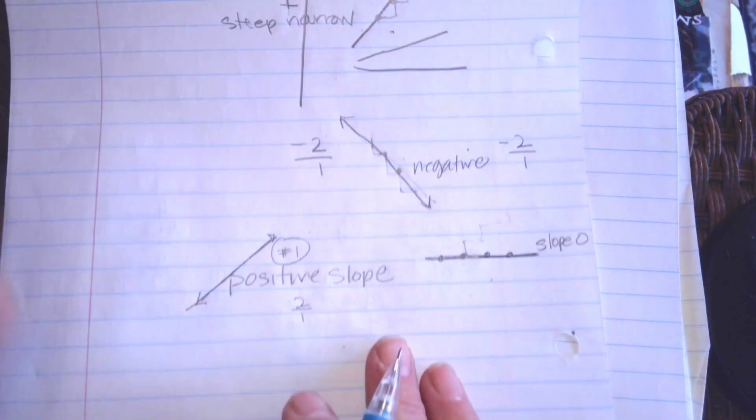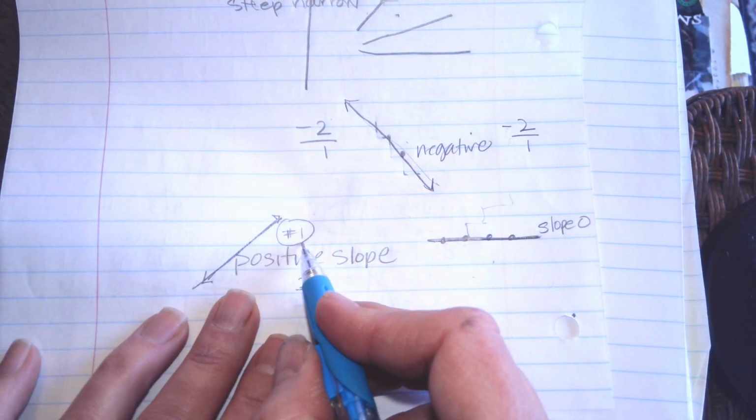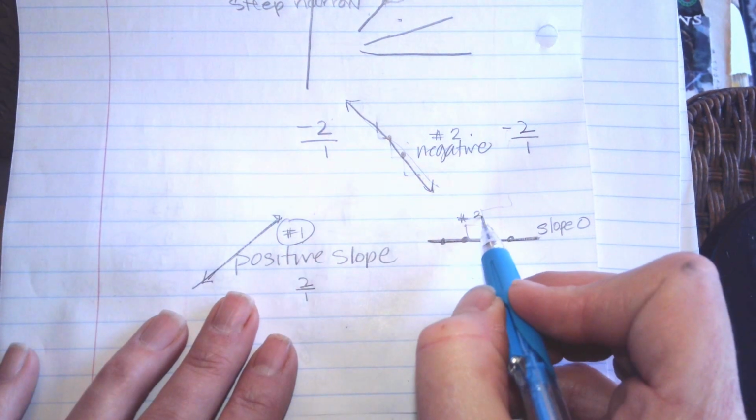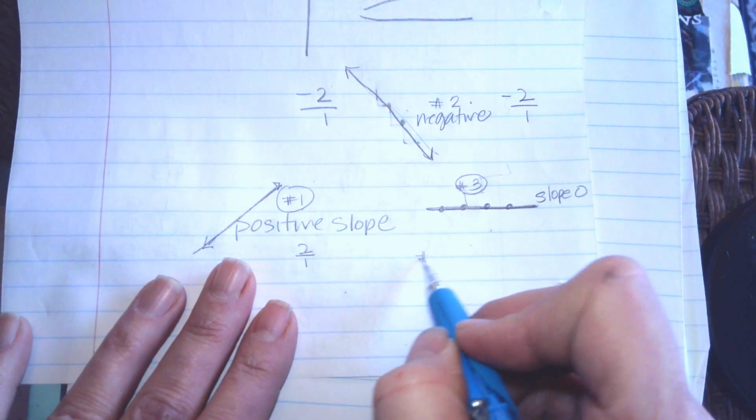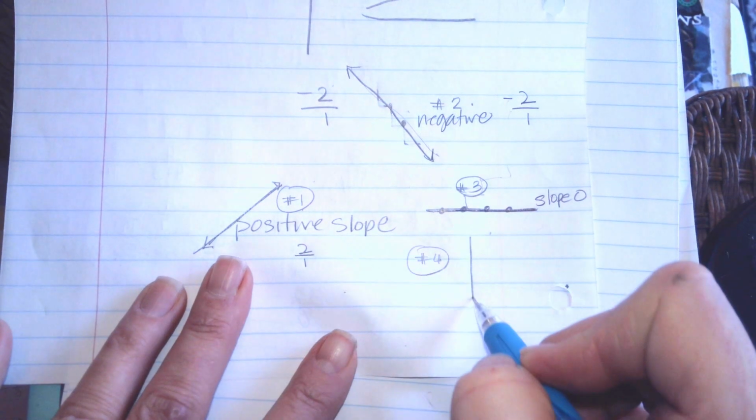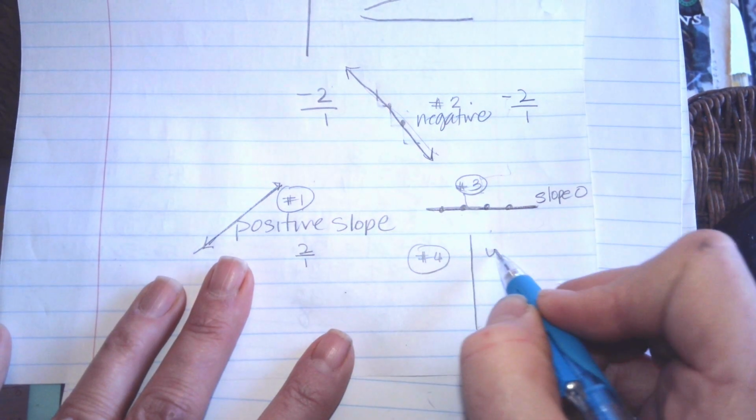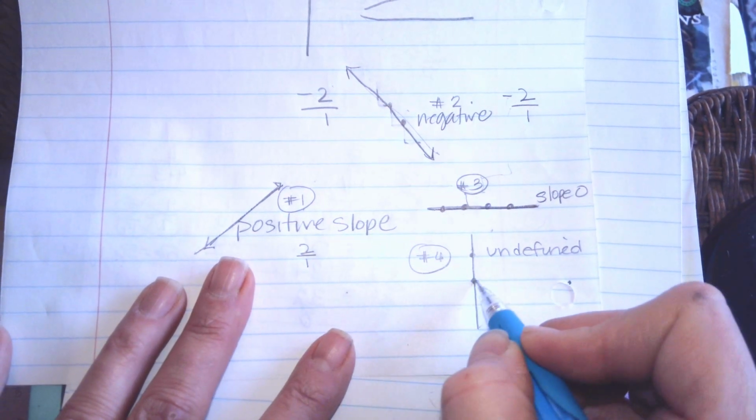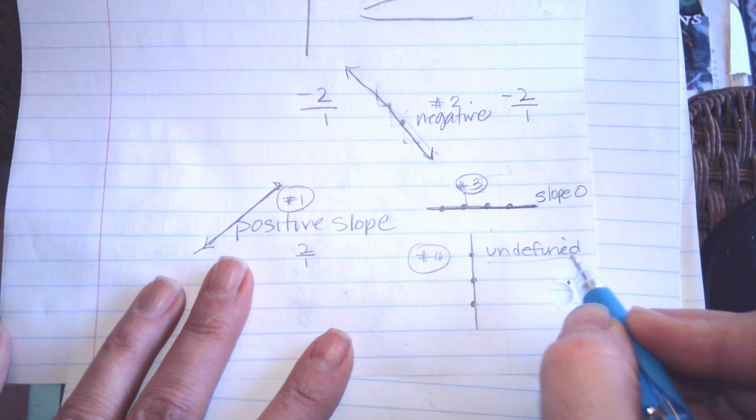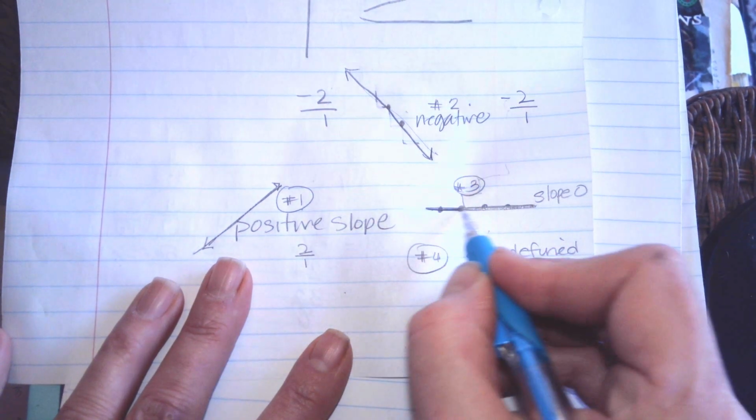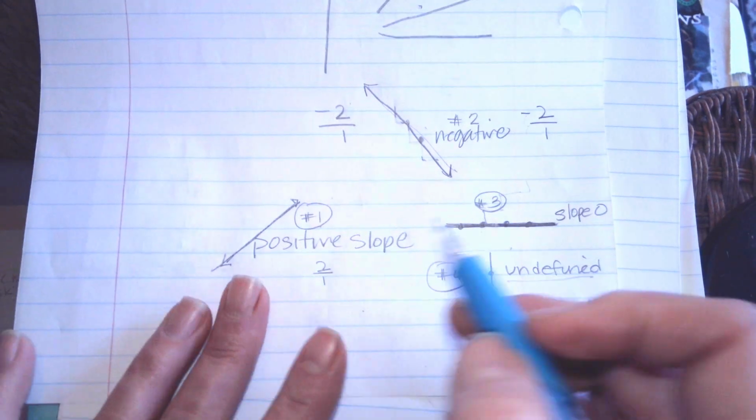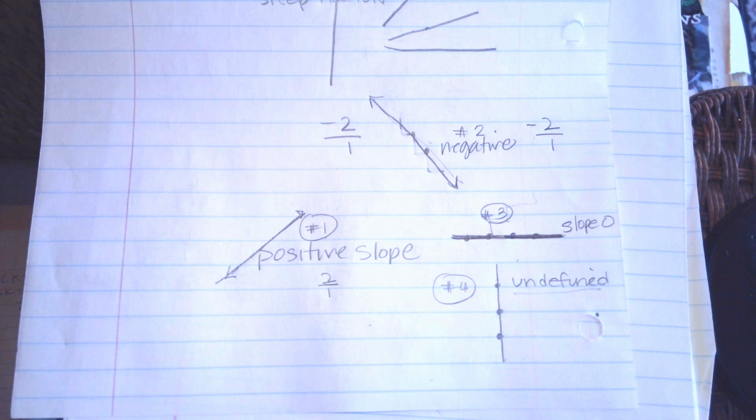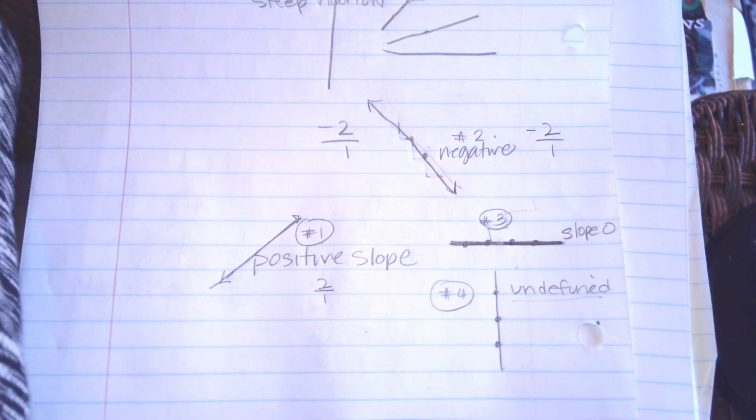Now, there's a fourth slope. So here's our first slope. Here's our second slope, which is negative. Our third slope is 0. Our fourth slope is going to be a line that goes up and down, or vertical, and it's called undefined. When you have a line like this, it's undefined. When you have one that goes horizontally, it's a slope of 0. And then the positive goes this way, and the negative goes this way. So we can go over that again.